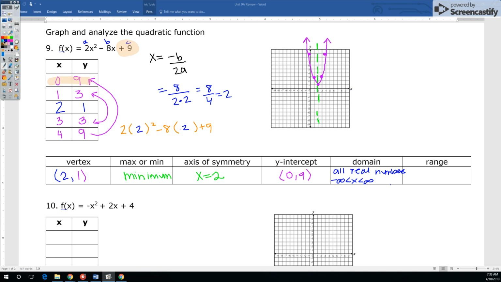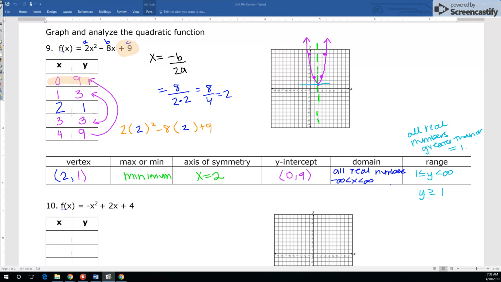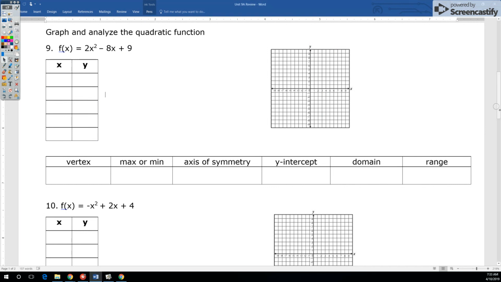My range is from my lowest to my highest. So the lowest that I go on the y values is a 1, and the highest that I go on my y values is infinity. You can also write that y is greater than or equal to 1 is another way to write that. You could also write it in words: all real numbers greater than or equal to 1. You don't have to write all 3 ways. It's just some different ways you might see it.